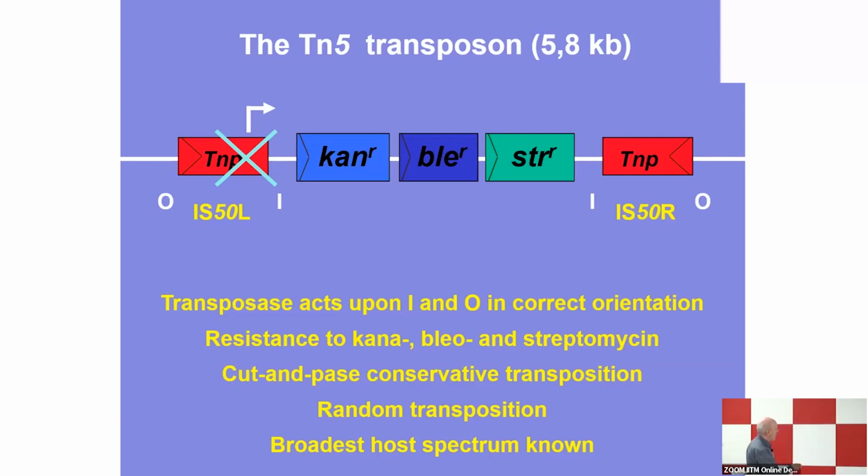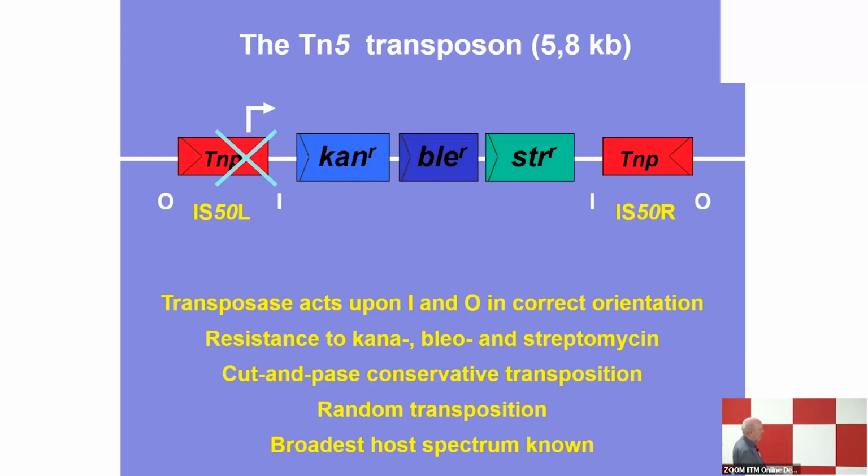So there is some kind of geometry here. The transposase acts on the ends, either O or I, in correct orientation. Then when you have an insertion, you don't only insert the corresponding DNA, but you also bring together with that insertion resistance to kanamycin, bleomycin, and streptomycin. And it is a cut and paste, conservative transposition. That means that if the transposition goes from one place to the other, the segment from here to here will be reconstructed.